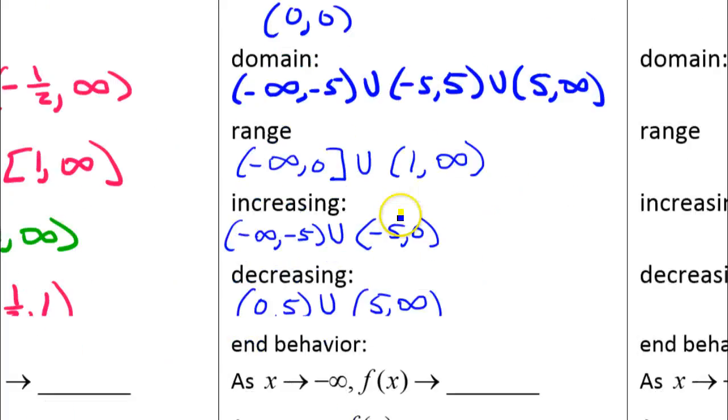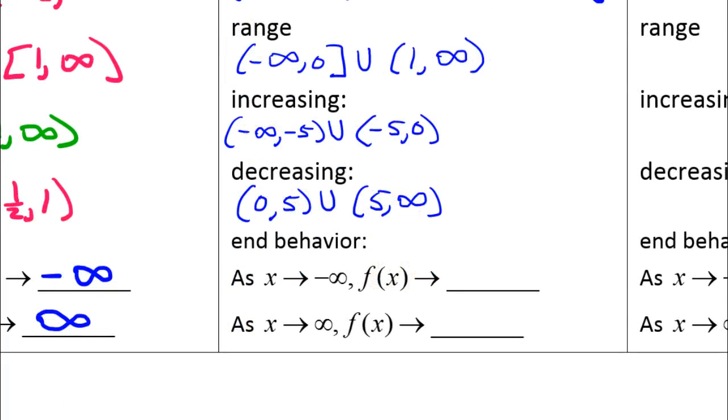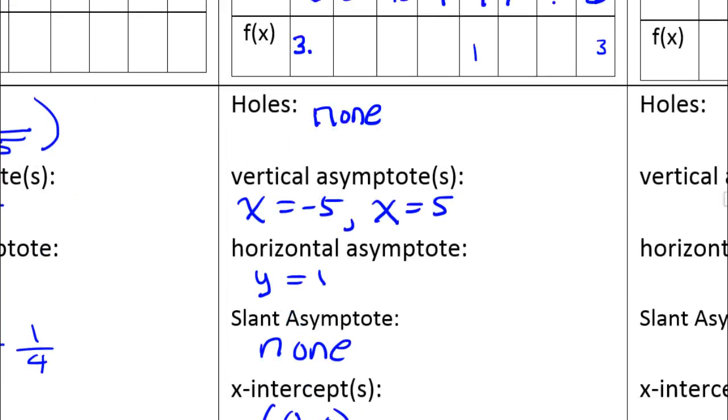So whenever there's a horizontal asymptote, that's going to give you the end behavior. As x approaches negative infinity, meaning on the left, the graph approaches 1, the horizontal asymptote. As x approaches positive infinity, meaning as we go to the right, the function again approaches 1, the horizontal asymptote. And that is it for problem number 2.